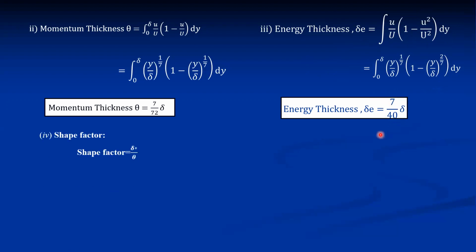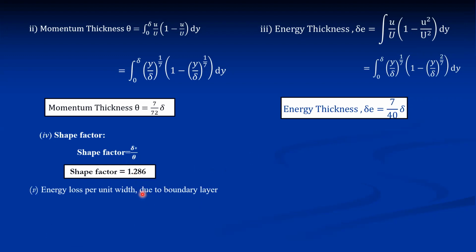Shape factor, as per the definition, is the ratio of displacement thickness to the momentum thickness. So we get the numeric value, that is 1.26. Next, energy loss per unit width due to boundary layer. As per the definition of energy, it is 1/2 mass into velocity square. Mass we can write in terms of energy thickness, because we have to calculate the loss of mass, you can say. So this much energy is lost.